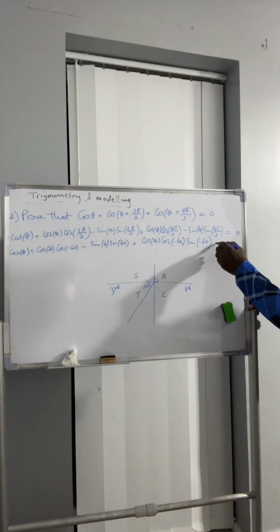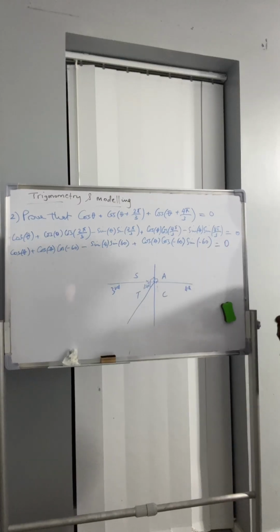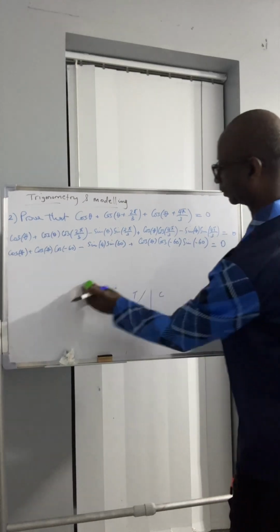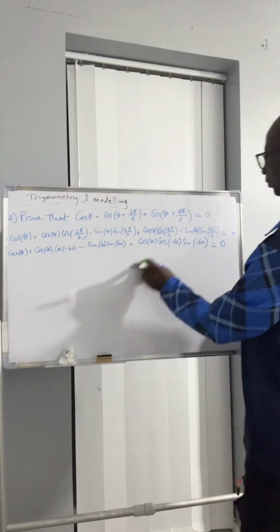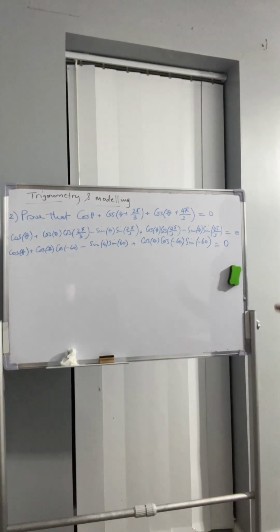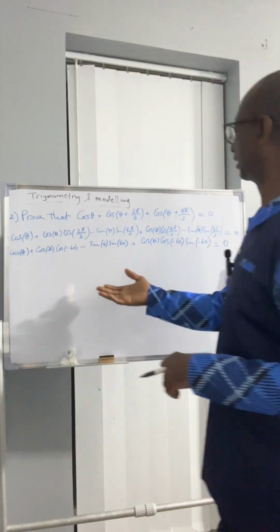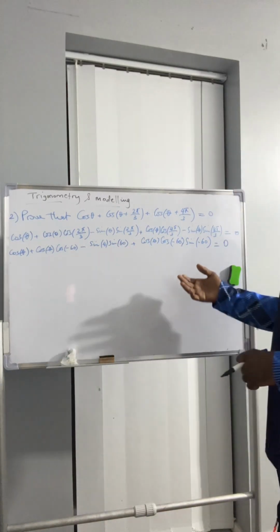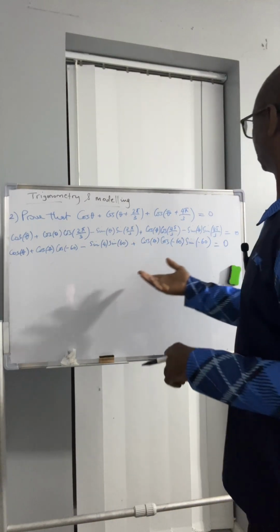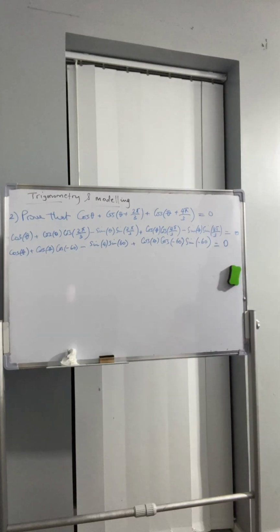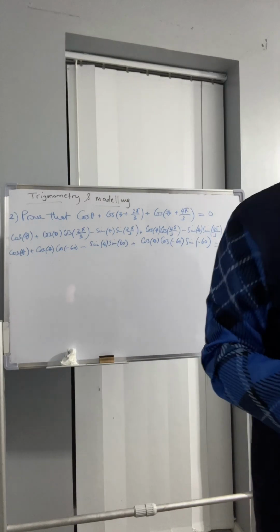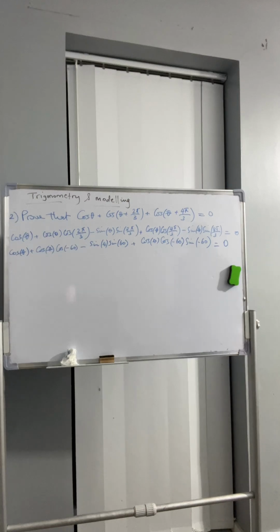And we all say this must be equal to 0. So now the problem is solved. All you need to do is to find cos 60, sin 60. It's all 60. Cos 60, sin 60. And I believe you know how to find them.